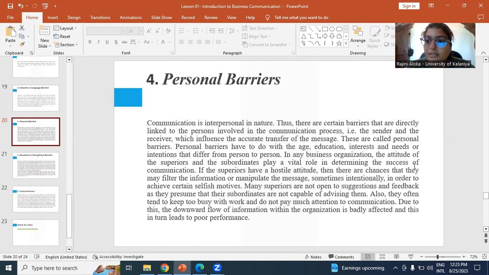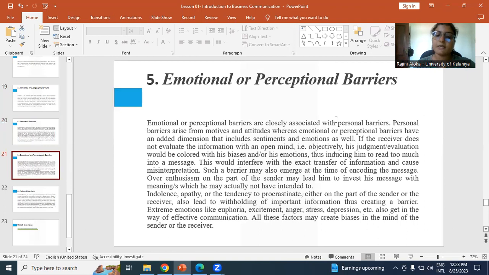Okay, so personal barriers in the sense of attitudes. The attitudes different people have may cause problems when it comes to a team setting like a business, and that will affect the whole team. So yes, that is how attitudes can be a barrier in proper communication. Then emotional and perceptional barriers.